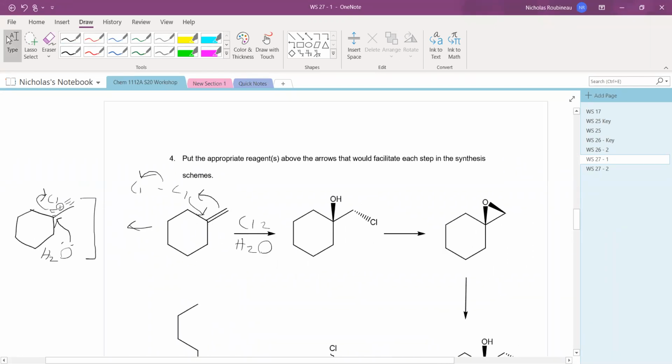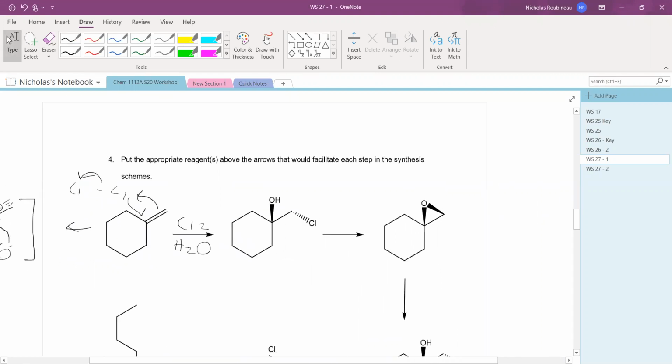Okay, so these are the conditions. And now we're going from an alcohol and a halogen right next to each other to this. What is this called? It's called an epoxide, yes. And there are two ways to form this. One of them is directly from a double bond, and then this is the other way.